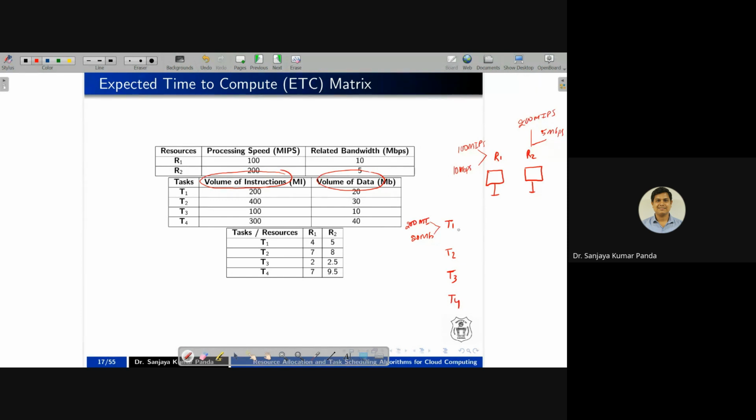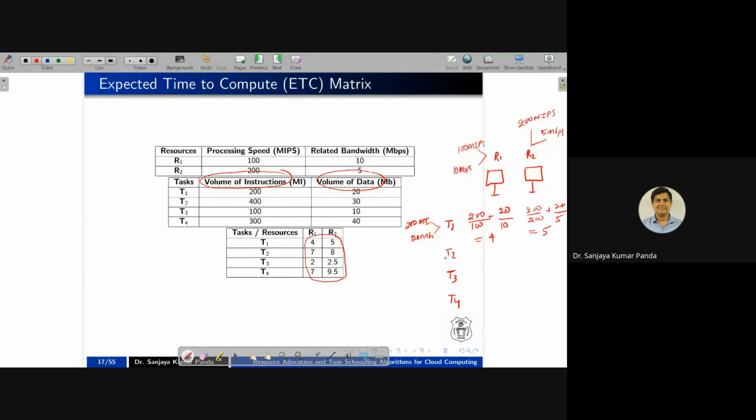To calculate how much time T1 will take on R1, it is 200 divided by 100, the instructions you want to execute at 100 MIPS, plus 20 divided by 10, the data over the bandwidth. How much do you get? You get 4. Similarly, if you execute T1 on R2, it is 200 divided by 200 plus 20 divided by 5, so it is 5. Like that, this matrix can be calculated.